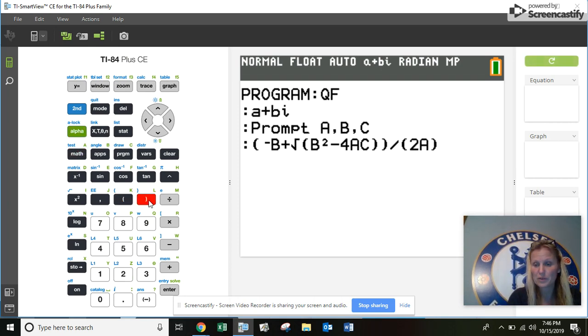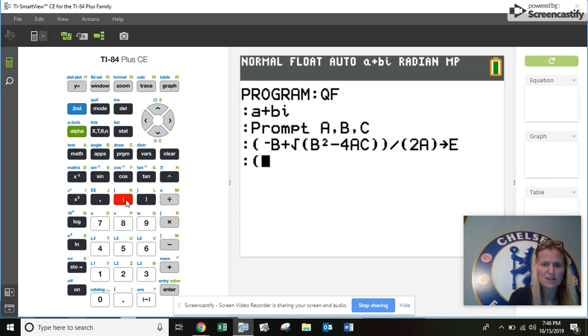Now, when you write a formula, we want to store it into a variable. Now, I've already used A, B, and C, so I'm actually going to store it into E. You might think, why aren't you storing it into D? Well, I'm not storing it into D because I may find the discriminant, and I think that's a better letter for discriminant. So let's put in both formulas.